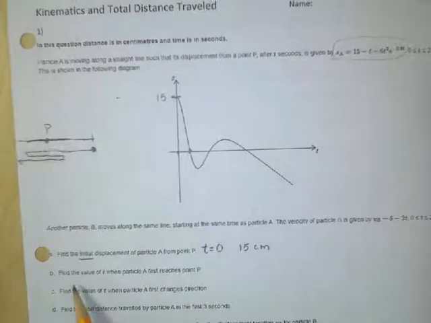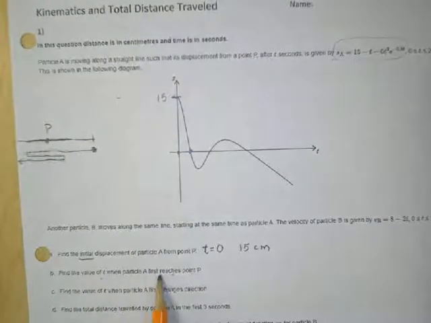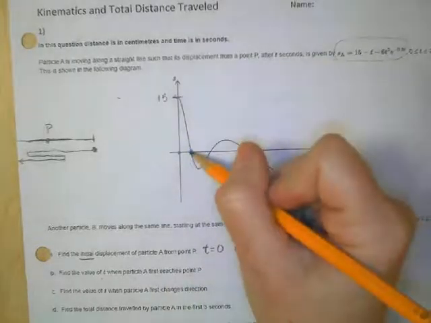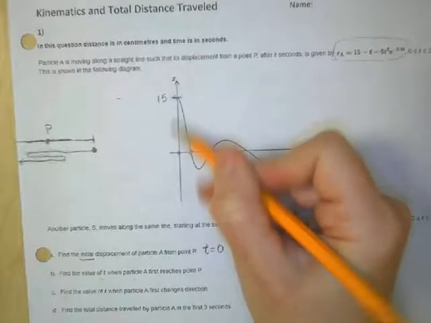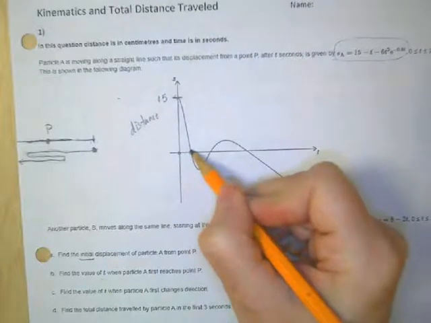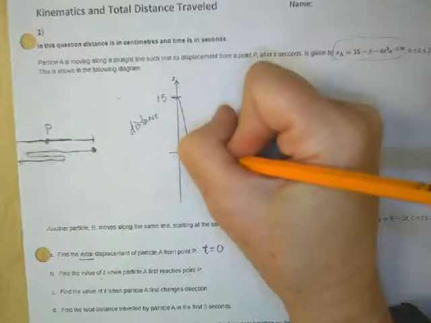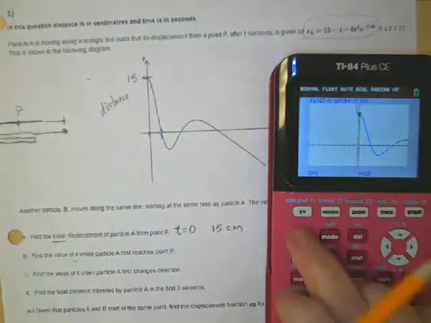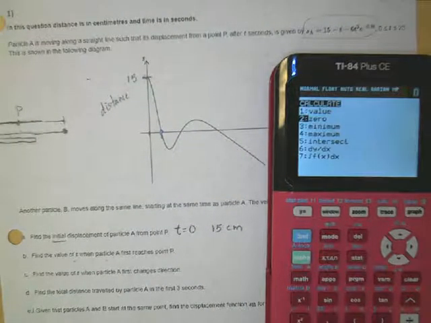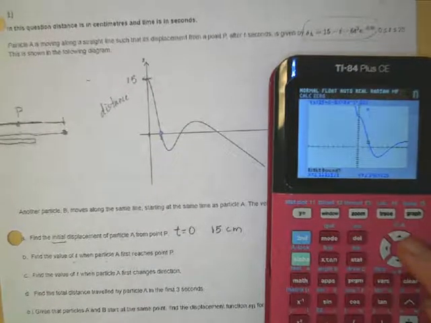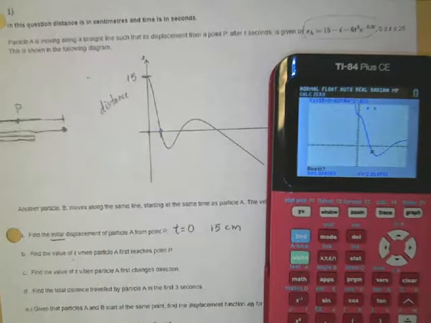So find the value of t when particle A first reaches point P. It's first going to reach point P right here, because the distance is going to be 0 right here. So what time is that? So we need to find our X-intercept. So again, I can use my graphing calculator. So I'm going to go to calculate, and I want the zeros, and I want this one right here. So get my left bound, get my right bound, and what does it say?